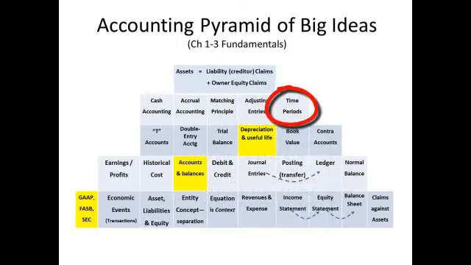Time periods. An assumption that accountants can chop up or divide the economic life of a business into artificial time periods. Such periods are called interim periods and allows for the reporting of profitability not just at the end of a life, but during the life of a company.